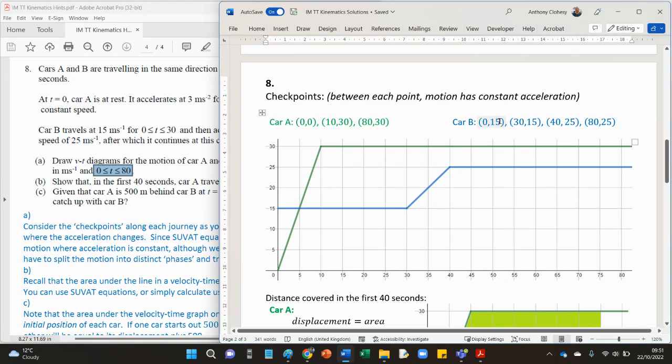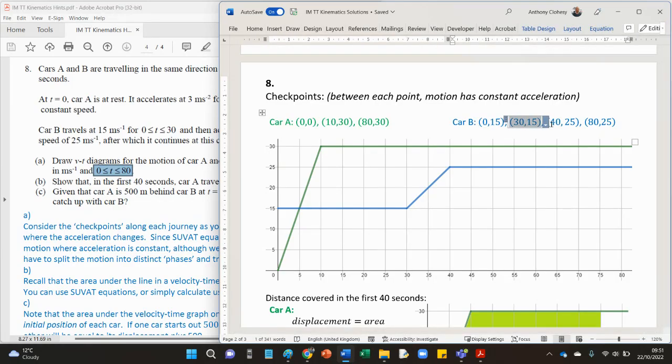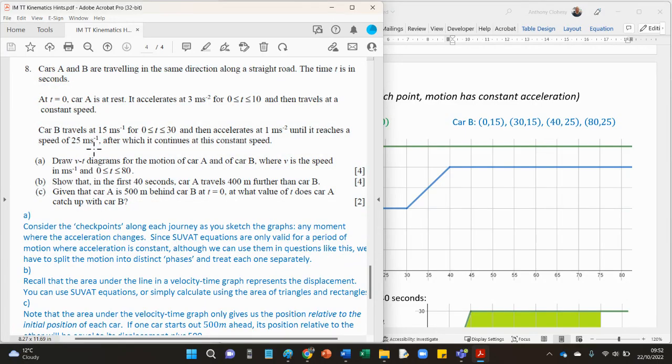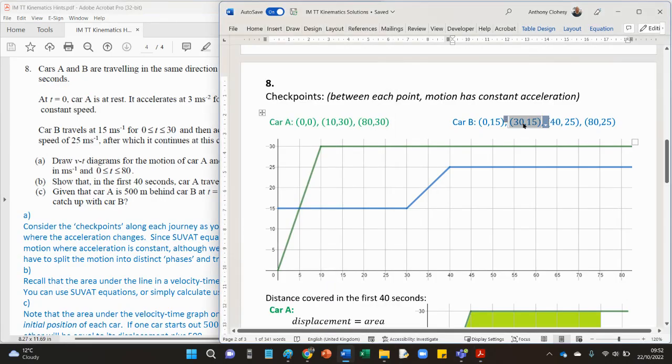Car B is a bit more complicated. It starts out already going at a speed of 15, but it has a constant speed for the first 30 seconds anyway, so it's still going 15 after 30 seconds. And then it accelerates until it reaches a speed of 25. So we need to figure out how long that takes. If the acceleration is only 1 meter per second squared, to increase your speed by 10 meters per second, you're going to need to accelerate for 10 seconds. So that takes us from 30 seconds to 40 seconds. And from that point, it continues at a constant speed, so until the end of motion, it's going to be traveling at 25 meters per second.